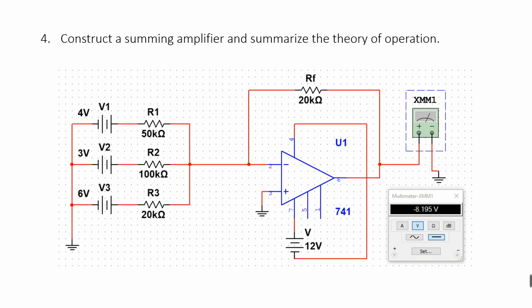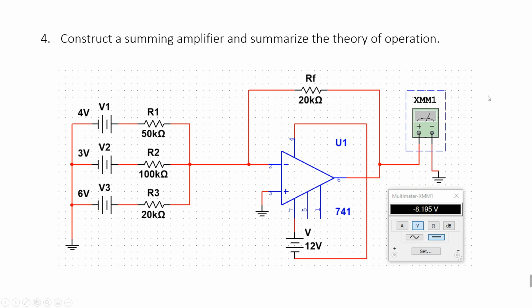So in this case, for example, we have this value. So input 1 is 4 volt, 2 volt for input 2, 3 volt, and finally is 6 volt. So R1 is 50k, R2 100k, R3 is 20k, and the RF is 20k. So from this experiment that I done, I get the output voltage is negative 8.195.